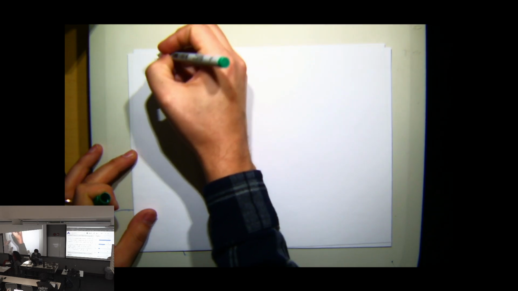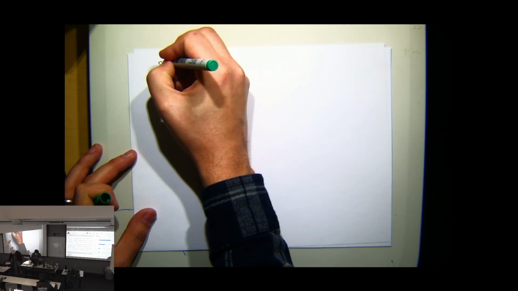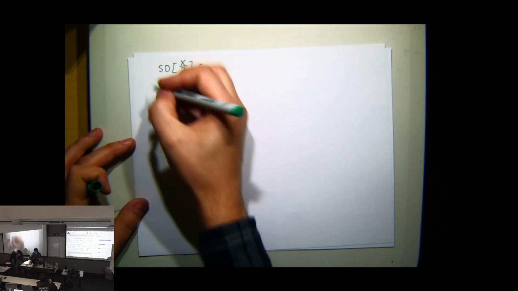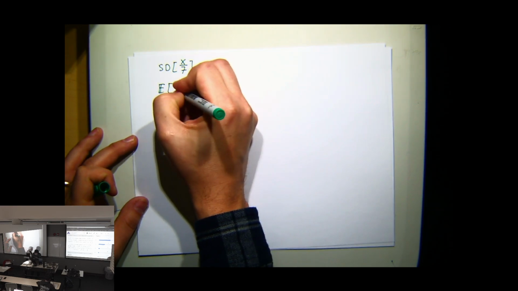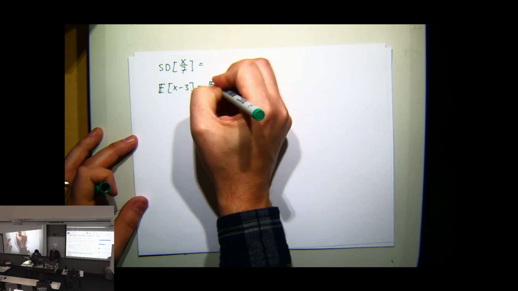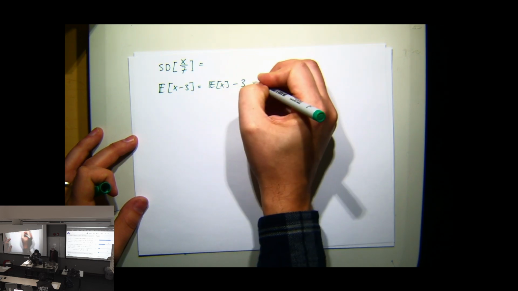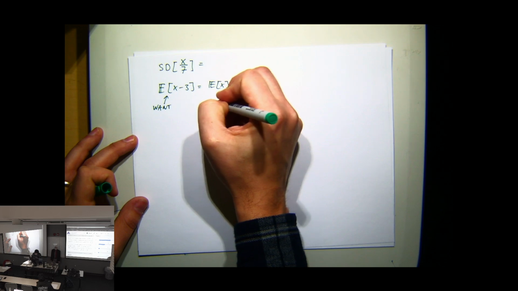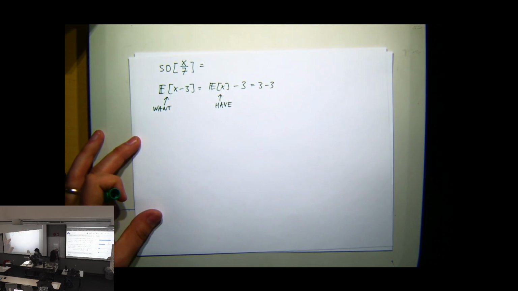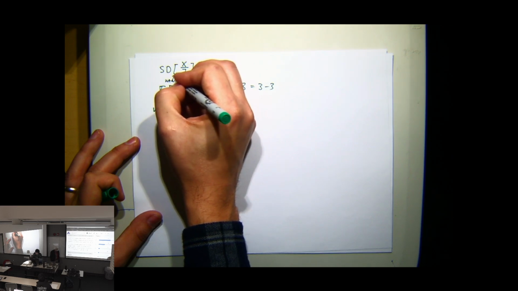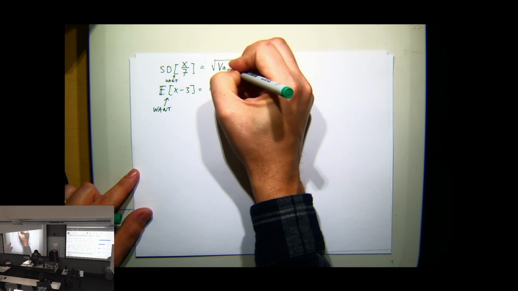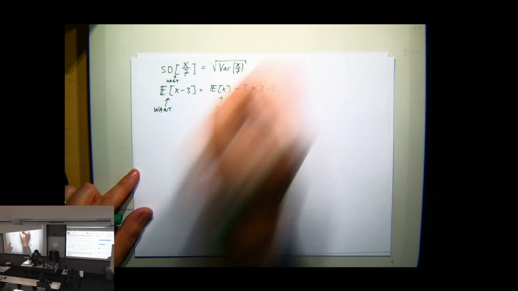So the question is, what is the standard deviation of x divided by 7? That's what we need to do. Just like before with the mean, where we said the mean of x minus 3 is the mean of x minus 3, and that was 3 minus 3. So this is what we wanted, and this is what we have, and we're going to do the same thing with the standard deviation. We're going to turn what we want and manipulate it until we get to what we have. This was the square root of the variance of x divided by 7.